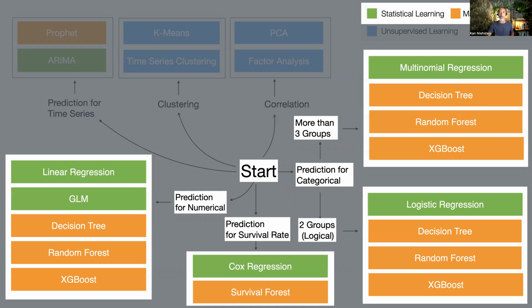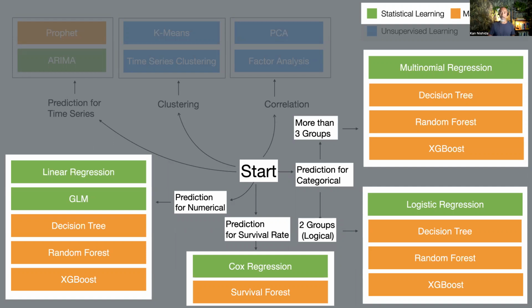So when you start at the center of this picture, if you want to predict numerical values, like sales or salary and so on, then you want to go to the left-hand side. Now you can use linear regression, GLM, decision tree, and so on. If you want to predict something categorical, let's say the customer conversion, which is true or false, so the customer converted or didn't convert, it has only two values.